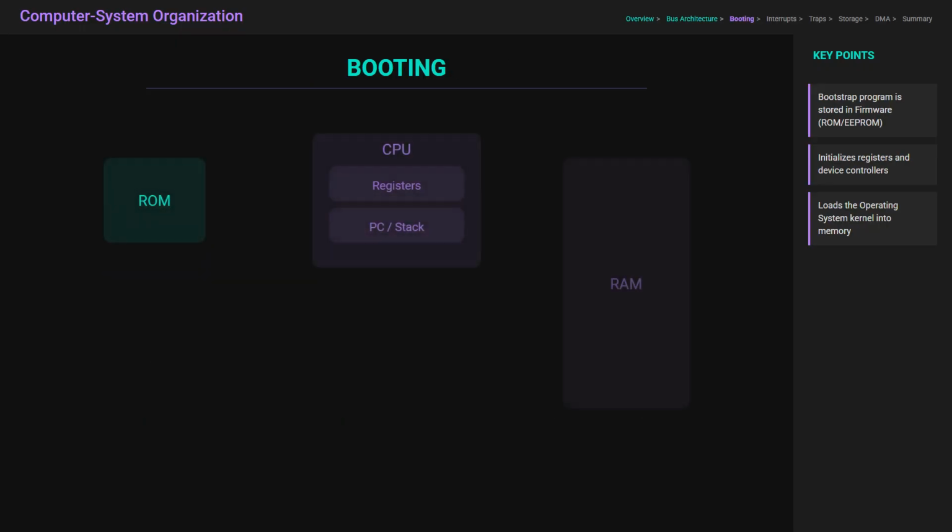When a computer starts up, a process known as booting, it requires an initial program called the bootstrap program. This program is typically stored in read-only memory or EEPROM, which we refer to as firmware. The bootstrap program initializes all aspects of the system, including CPU registers and device controllers, then locates the operating system kernel on the disk and loads it into memory.